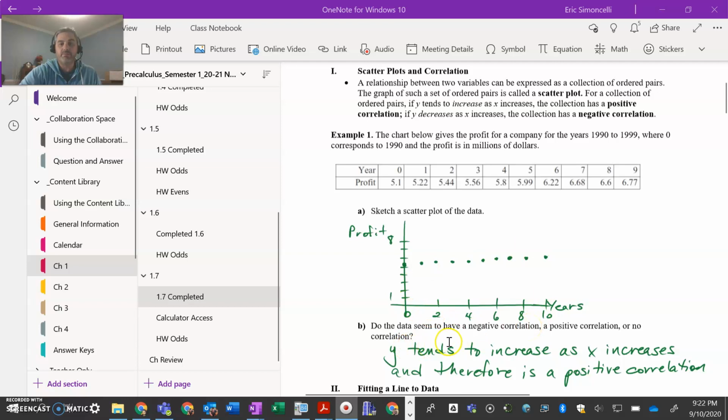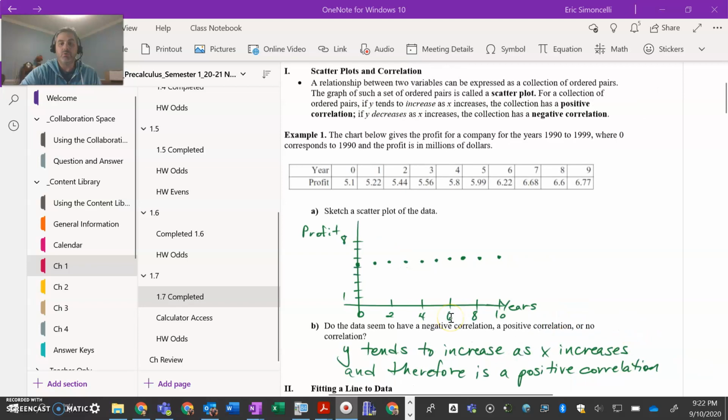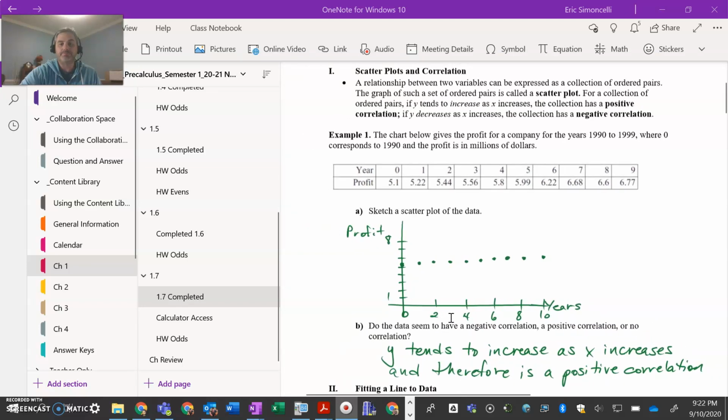Do the data seem to have a negative correlation, a positive correlation, or no correlation? I would argue that y tends to increase as x increases, very, very gradually. So as x increases, y slowly but surely goes up. And therefore we say this is a positive correlation.